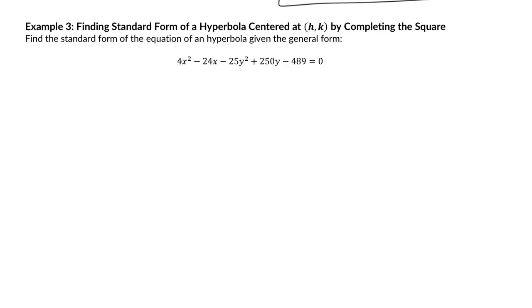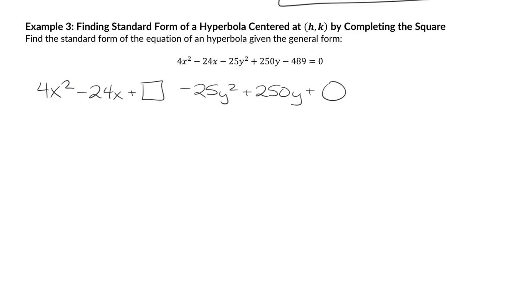I like it. All right, so for this one, we're going to have 4x squared minus 24x plus mystery number, minus 25y squared plus 250y plus mystery box, equal to positive 489 plus mystery box plus mystery box. Does that setup sound like something we've done before?